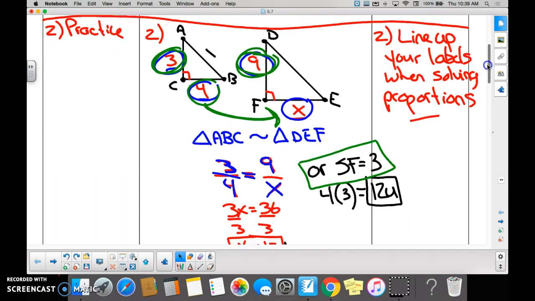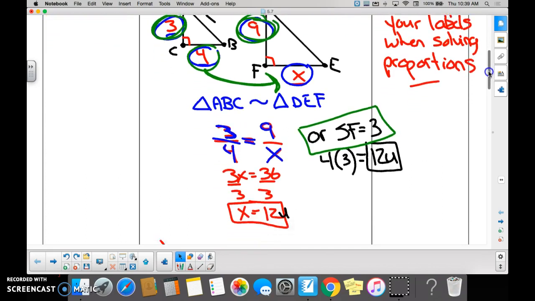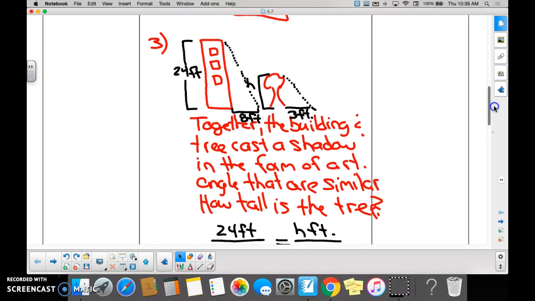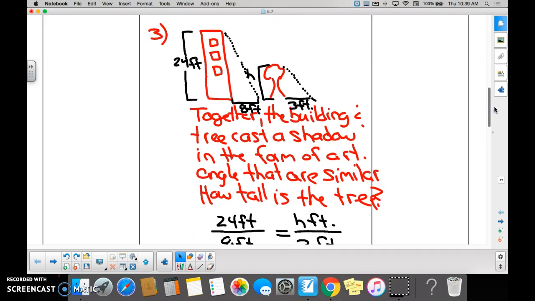I'm not going to spend a lot of time on this. Line up your labels for number 2, our example. Number 3 is more of a real-life one. There's a building, there's a tree. We showed you the height of the building. We showed you the height of the tree as a variable. We showed the shadow is 8 feet from the building. The shadow from the tree is 3 feet.